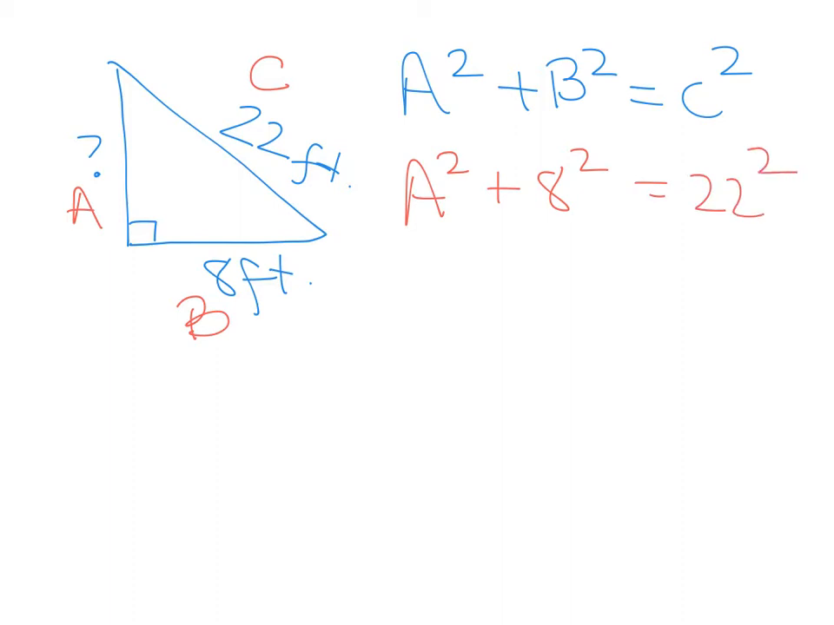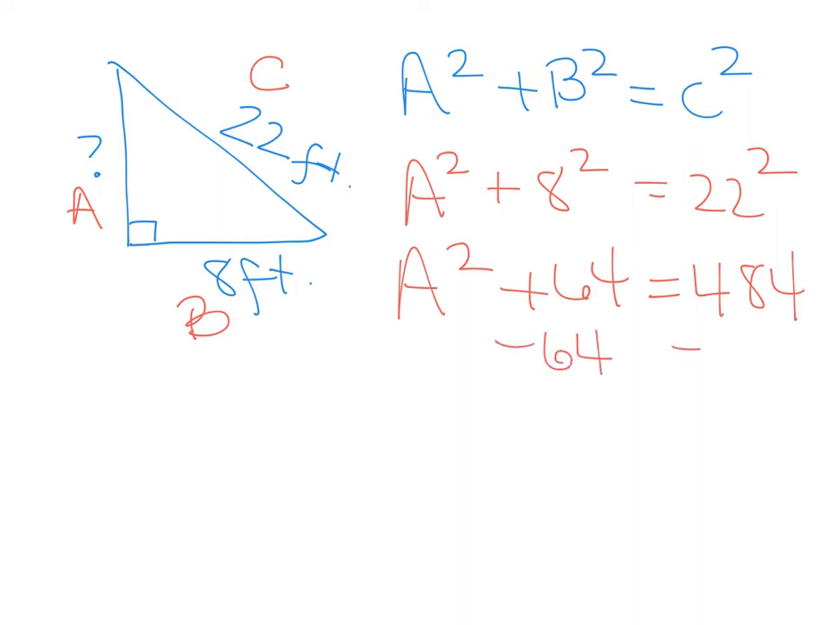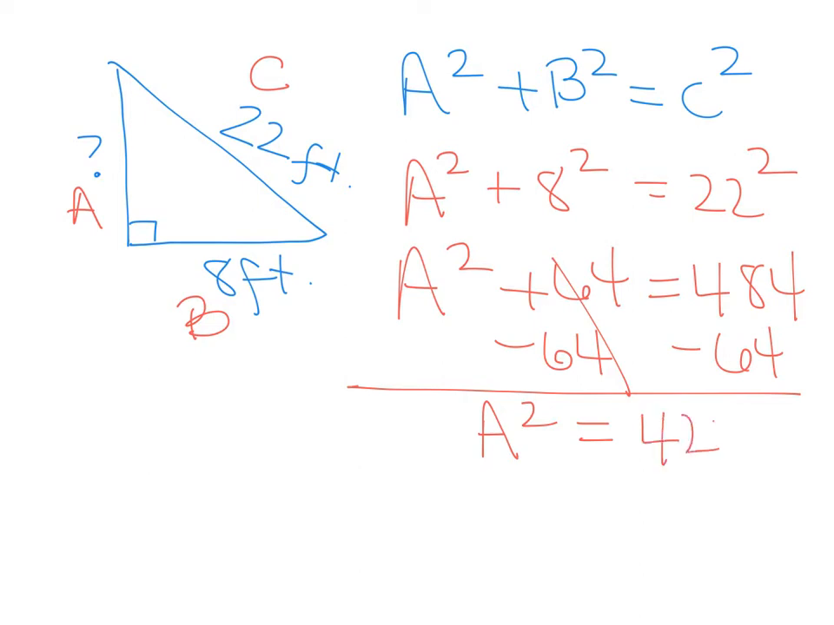When I start doing the math, I have A squared plus 64 equals 22 squared, which is 484. Now I'm going to solve this equation. So I subtract 64 from both sides, and we get A squared equals 420.